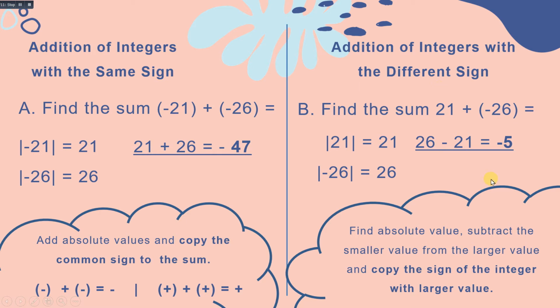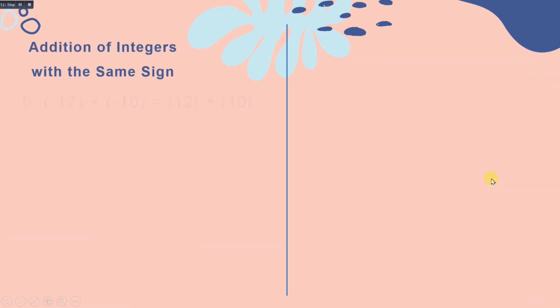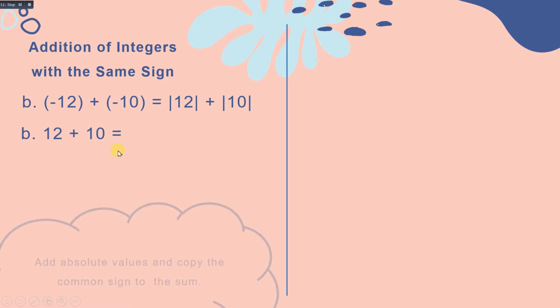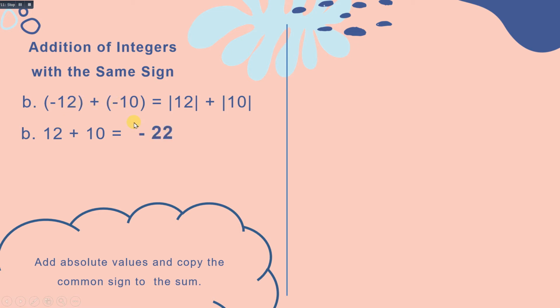Now another example, we have here negative 12 plus negative 10. This is an example of adding integers with the same sign. Again, get the absolute values, 12 and 10. That will be 12 plus 10. To add that, add the absolute values and copy the common sign to the sum. In this case, the common sign is negative. That is why the answer would be negative 22. Add both integers and copy the common sign, which is negative.